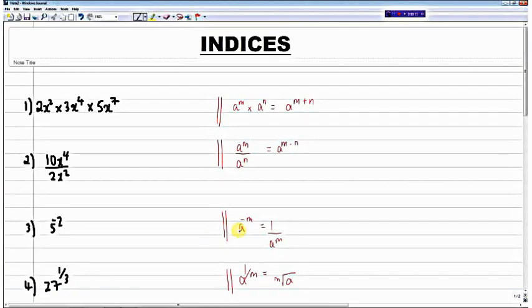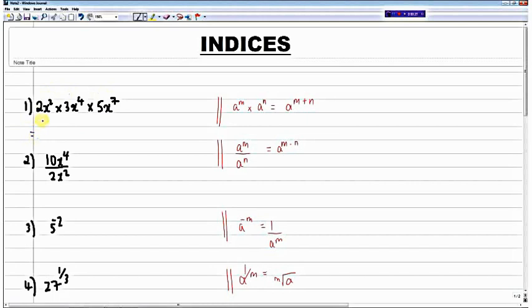Hey guys, in this video I'll be going through the indices laws. What I've done is I've basically stated each law down, and I'm going to go through a worked example just to make sure that the law makes sense. So I'll begin with the multiplication law and try and solve this question here.